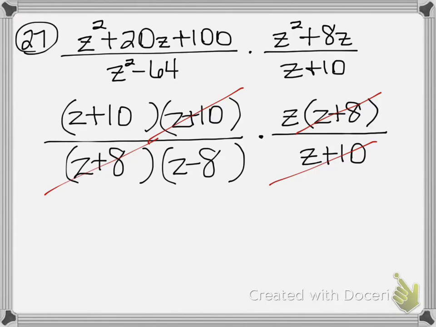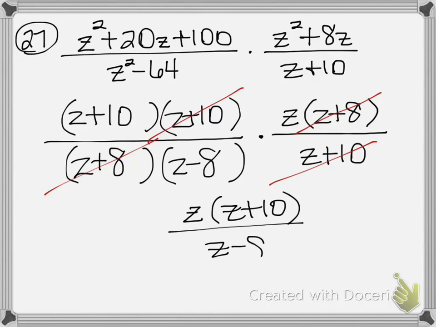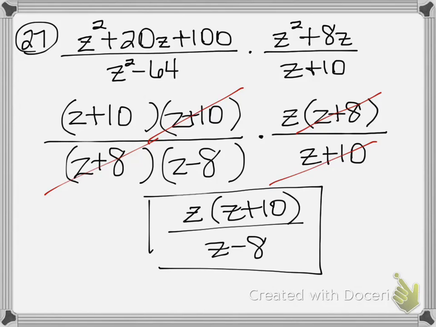And it looks like I'm left with, in the numerator, a single z and a z plus 10. And in the denominator, I'm left with a z minus 8. And that would be my final answer.